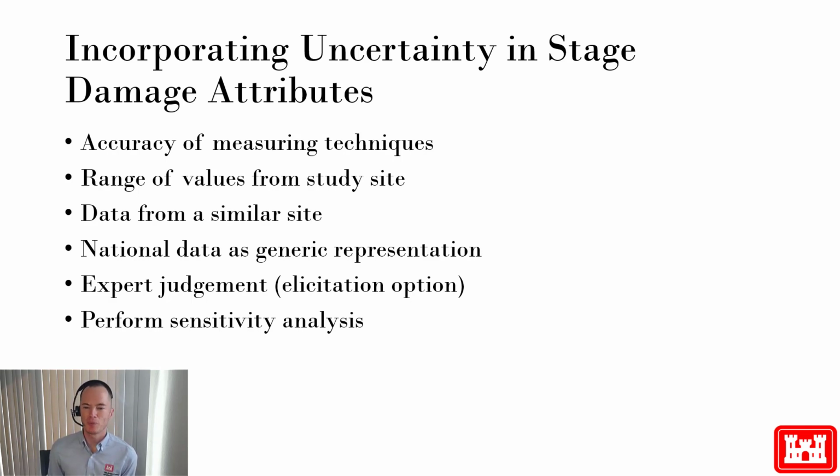But how do we specify the distributions of the individual attributes? There are several options, including looking at the accuracy of measuring techniques, the range of values from a study site, getting data from a similar site, using national data as a generic representation, drawing from expert judgment or the elicitation option, or performing sensitivity analysis. Whichever method you choose, you should have a good reason for choosing that method and be prepared to motivate that reason.